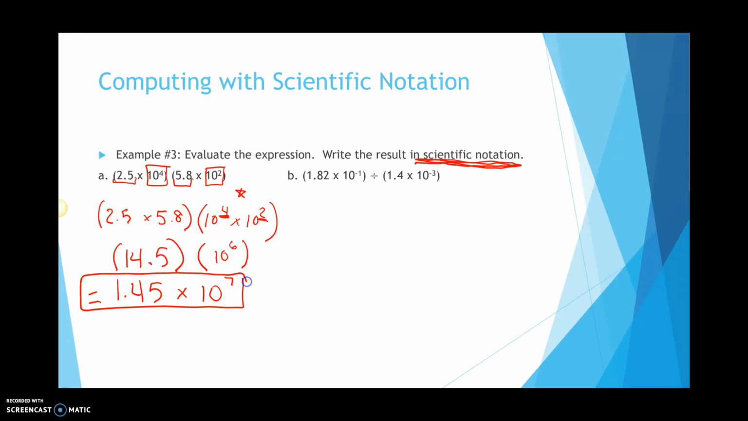We will keep practicing some more of this in class, but I moved this decimal to the left because with scientific notation, that's how it needs to be written. And since we moved the decimal to the left, that means we needed to add 1 more to my exponent to make that 7. Looking at B here, now we're dividing.